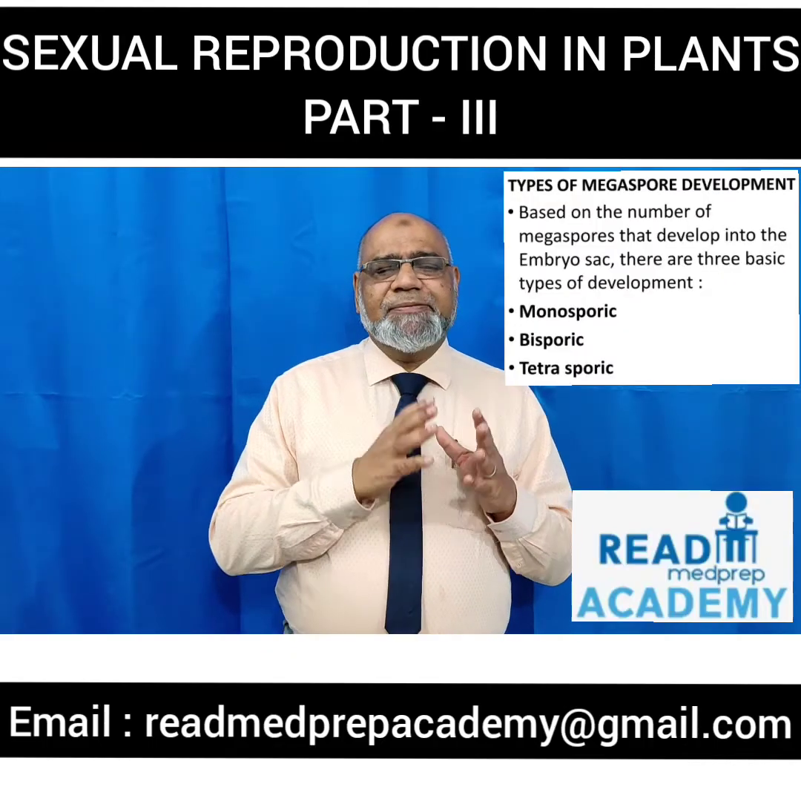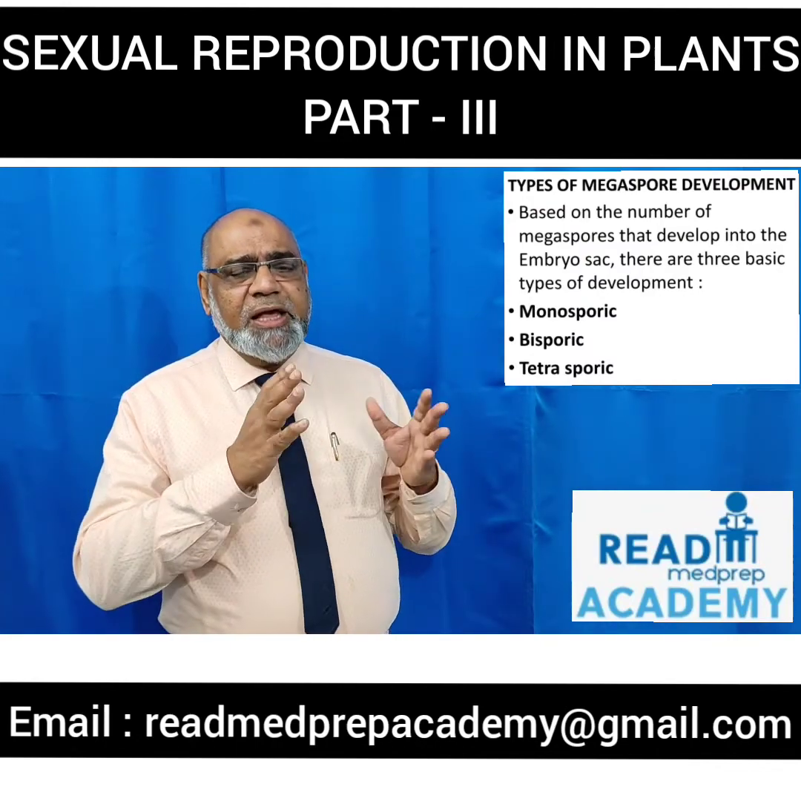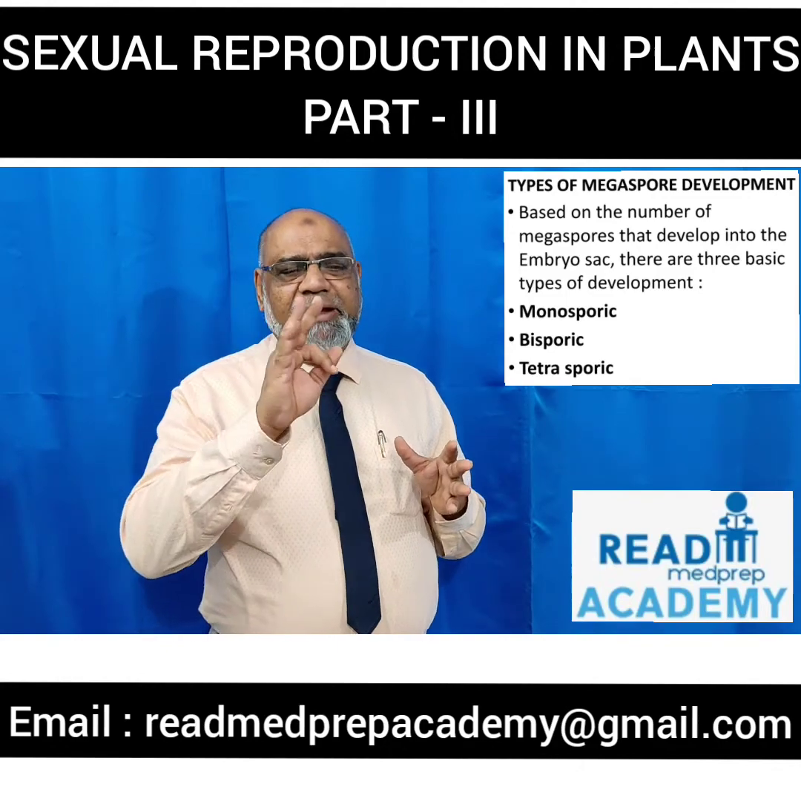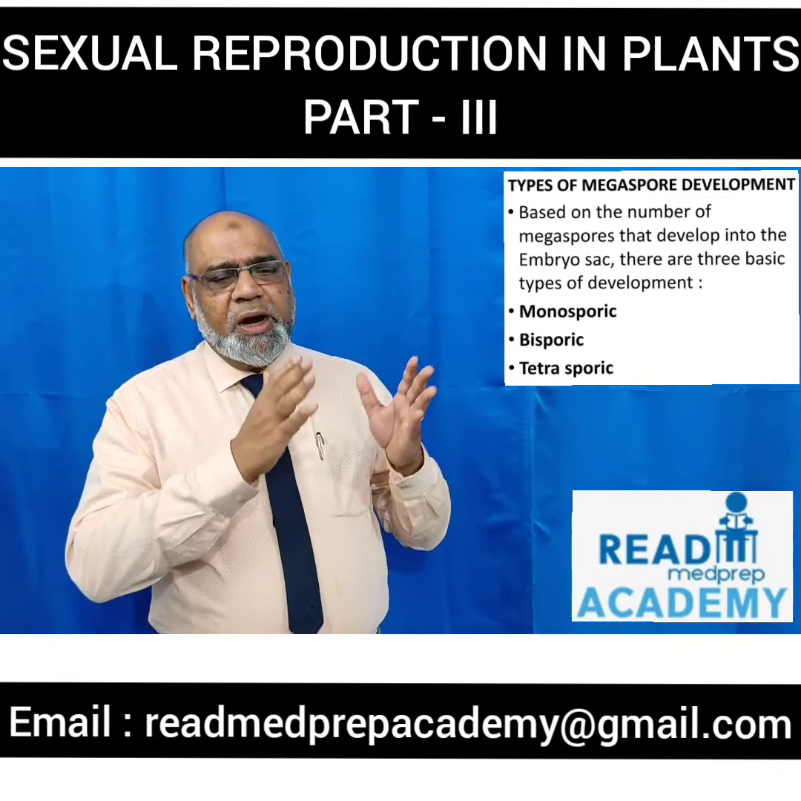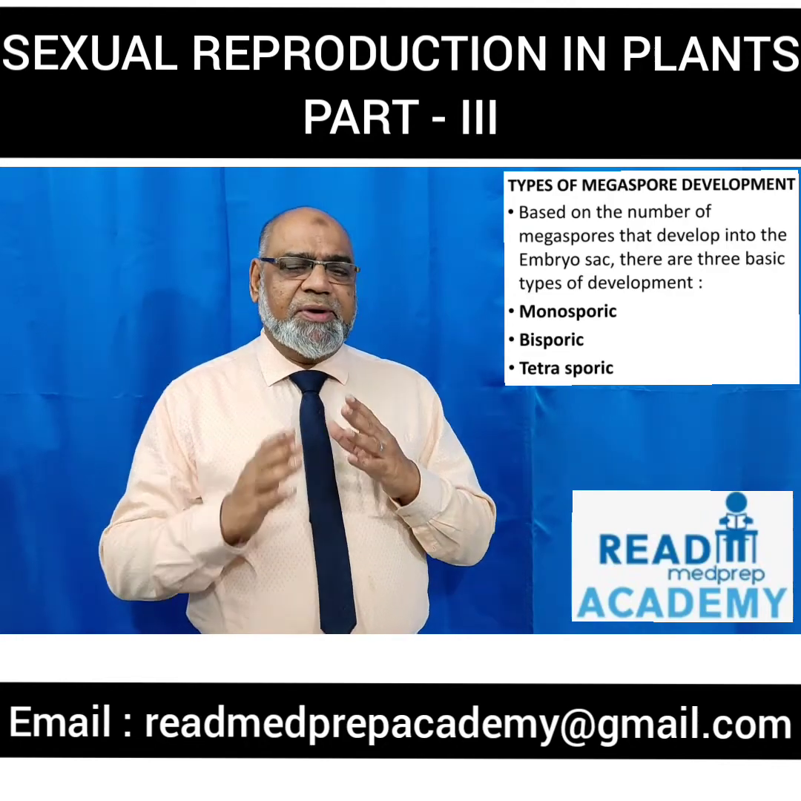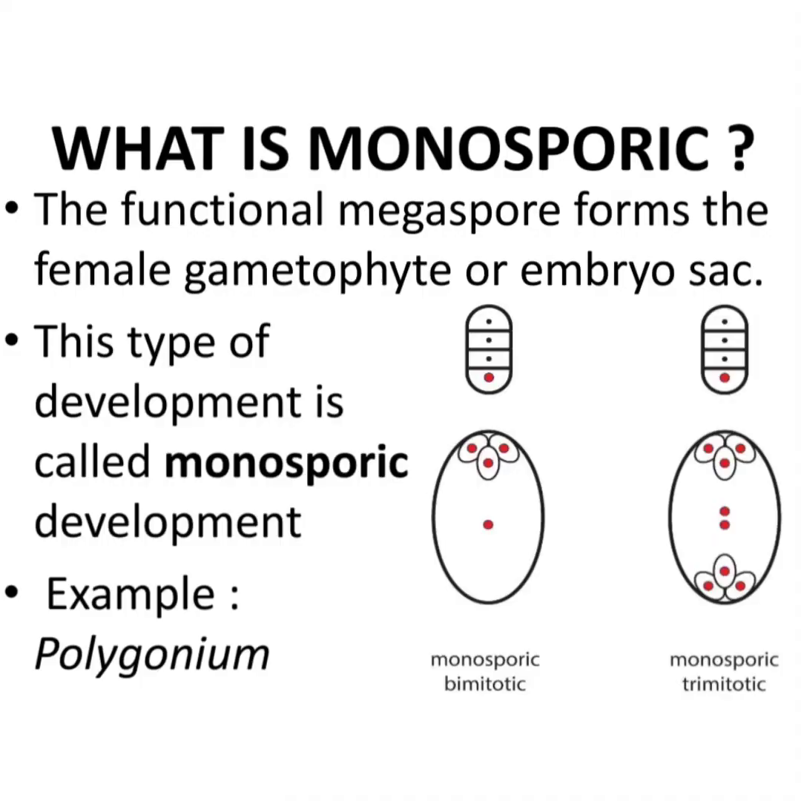The types of megaspore development, based on the number of megaspores that develop into the embryo sac, there are 3 basic types of development. One is called monosporic, the other is bisporic, and the third one is tetrasporic. What is monosporic? Here, the functional megaspore forms the female gametophyte or the embryo sac. Since only one cell directly forms the embryo sac, this is called monosporic development.